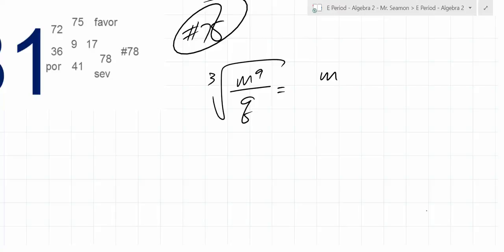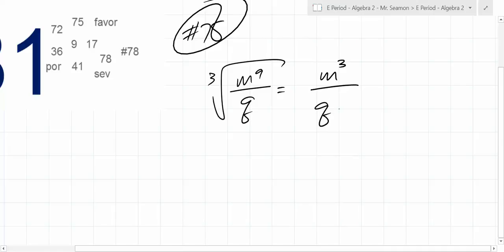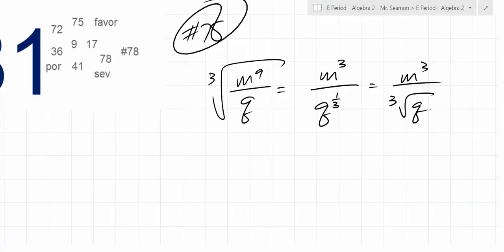Okay, there we go. M to the what power? Third. There we go. Over, you could write this as Q to the what power? So you could write it like this. So if you're not quite sure what to do, you might have written something like that, correct? The challenge is how do you guarantee that the denominator is rational.